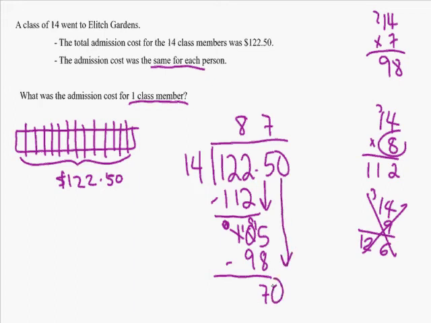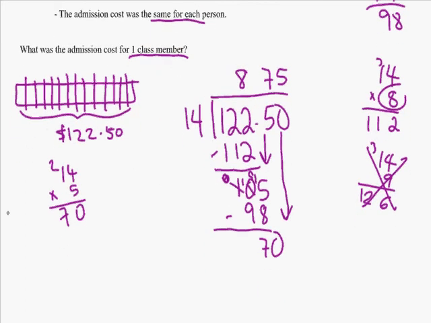So now it's 14 into 70. 70 divided by 14. So let's try 14 times 5. Let's see if that works. 5 times 4 is 20, carry 2. 5 times 1 is 5, plus 2 is 7. Oh, that's 70. It goes in perfectly, so it's 5. Let's go ahead and double check to make sure that we're done. 5 times 14 is 70. 70 take away 70 is 0.